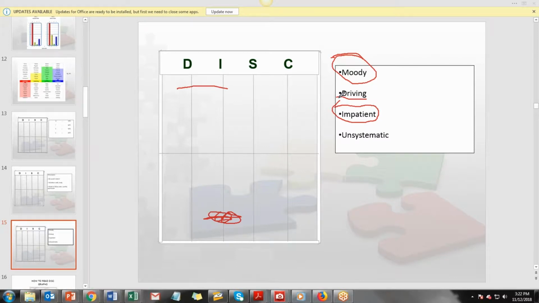Okay, well, problem people, it's a low. Low S, I'm thinking low S. Right, yes, low, because the S is the energy line. So impatient is a pace. Unsystematic, a low unsystematic C.